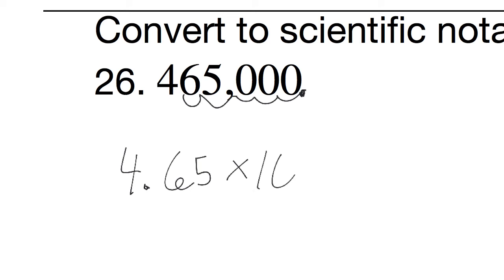The decimal starts out here, and if you want to move the decimal 1, 2, 3, 4, 5 times, you get 4.65 times 10 to the positive 5.